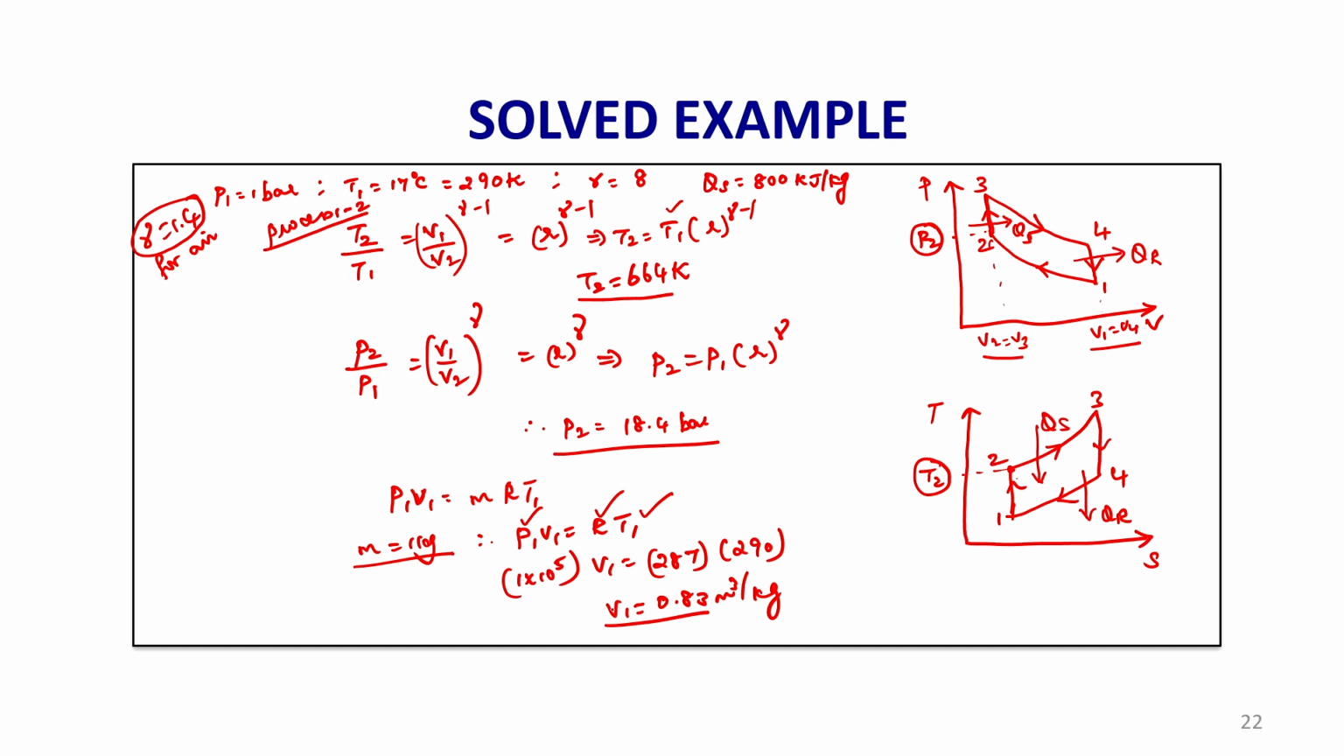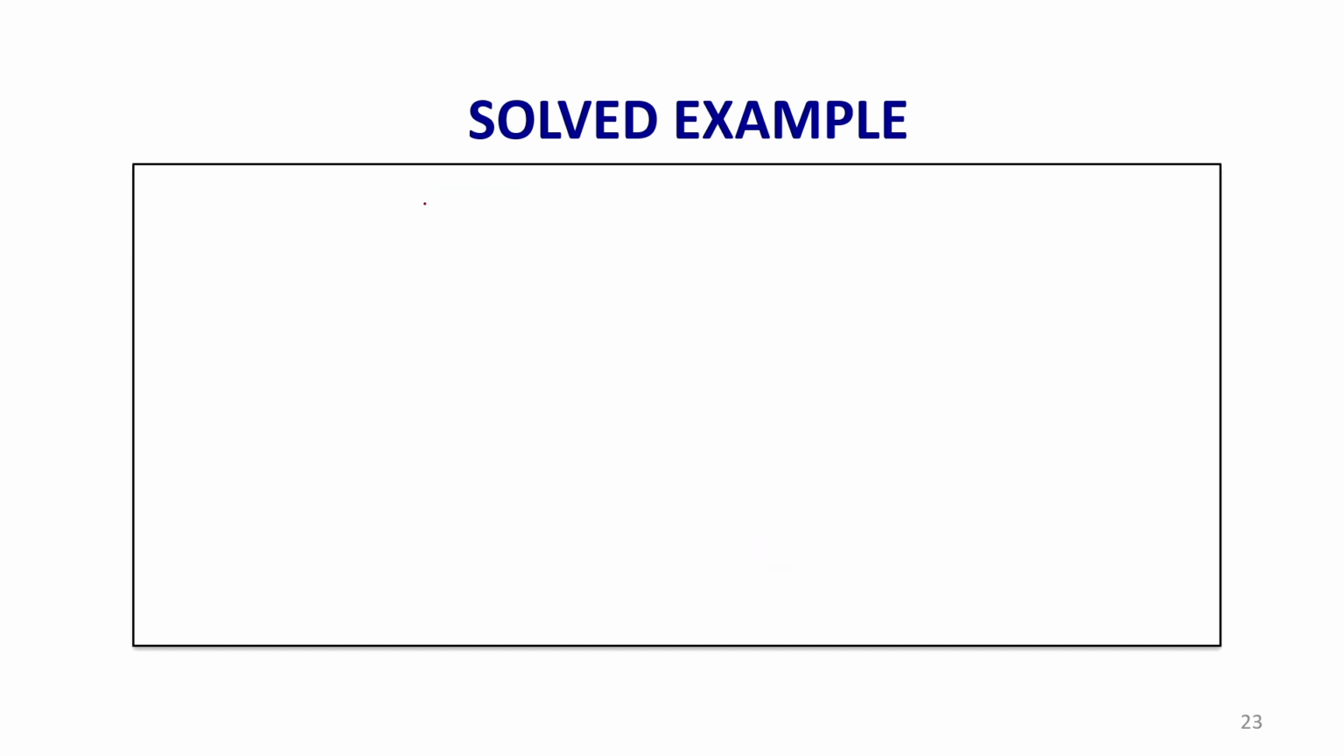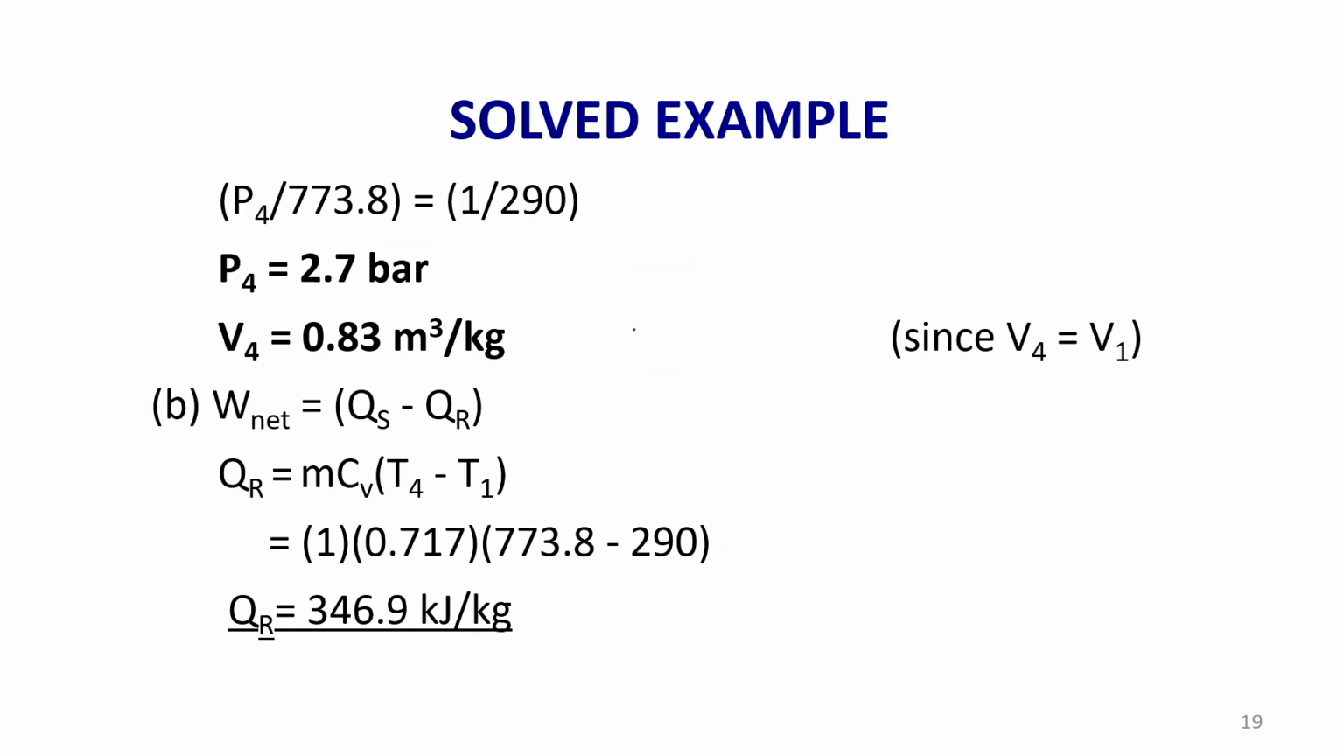Now I know the volume at 1, and we know the compression ratio V1 by V2, so I can easily find the volume at 2. So, now V1 by V2 is equal to r is equal to 8. Therefore, 0.83 divided by V2 is equal to 8. So, using this relation we can find V2.